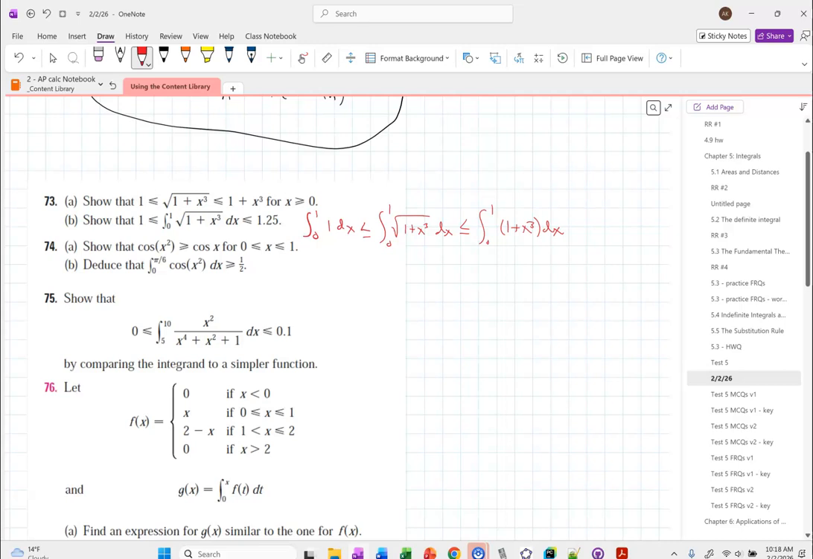So this is 1, and this is going to be x plus x to the 4th over 4 from 0 to 1. So I'm going to have 1 plus 1/4 minus 0 minus 0. So that's that, right? I'm just going to do a squeeze theorem.